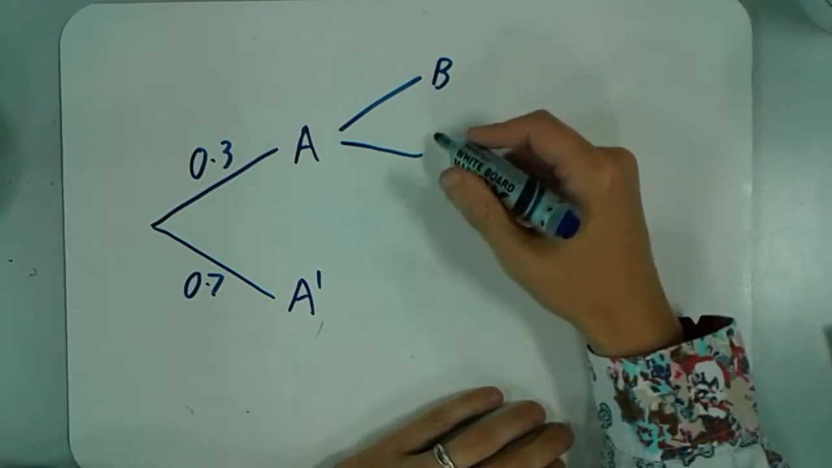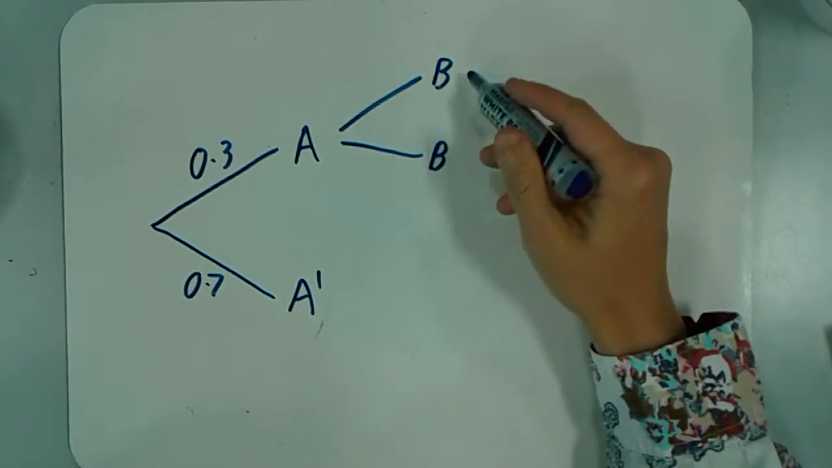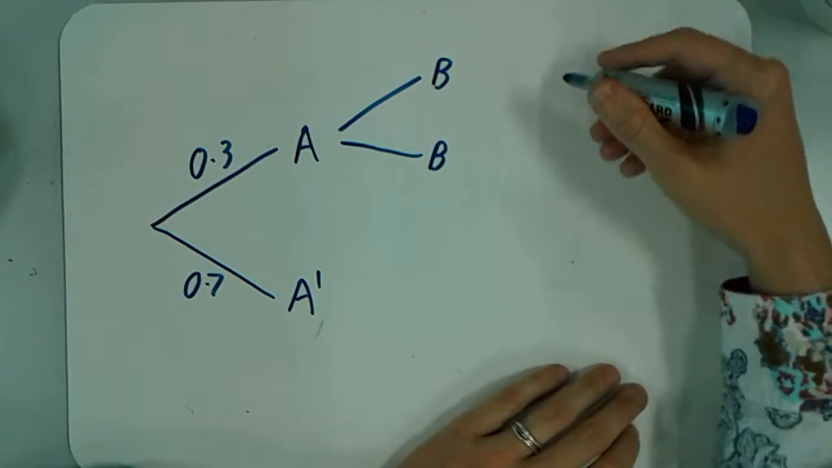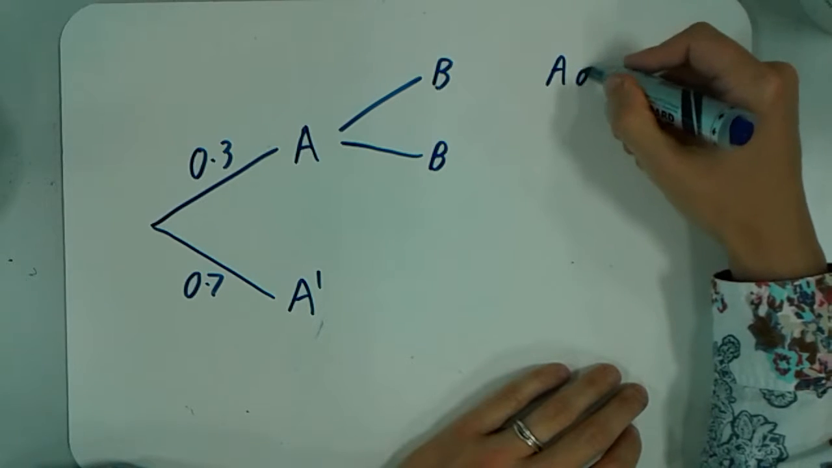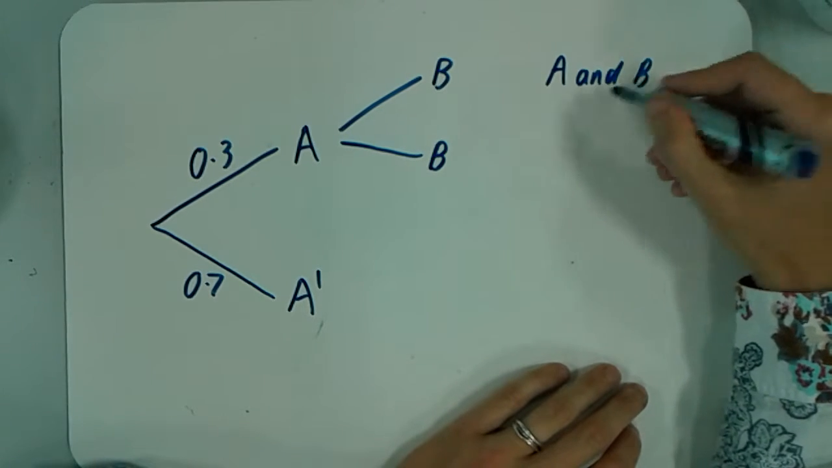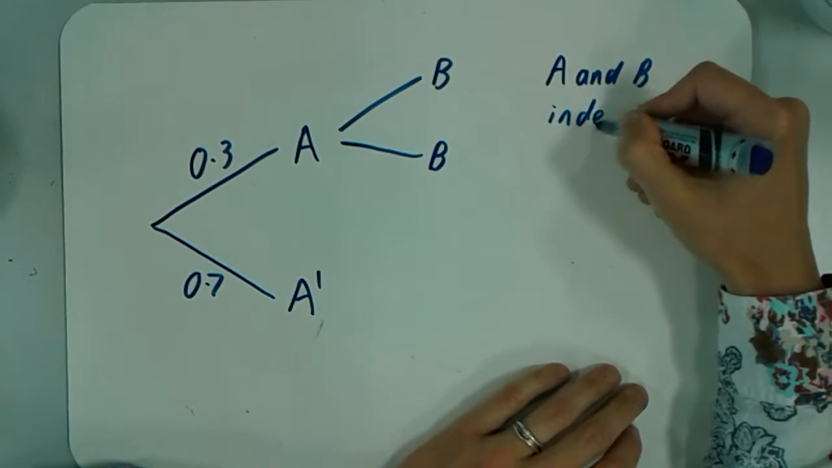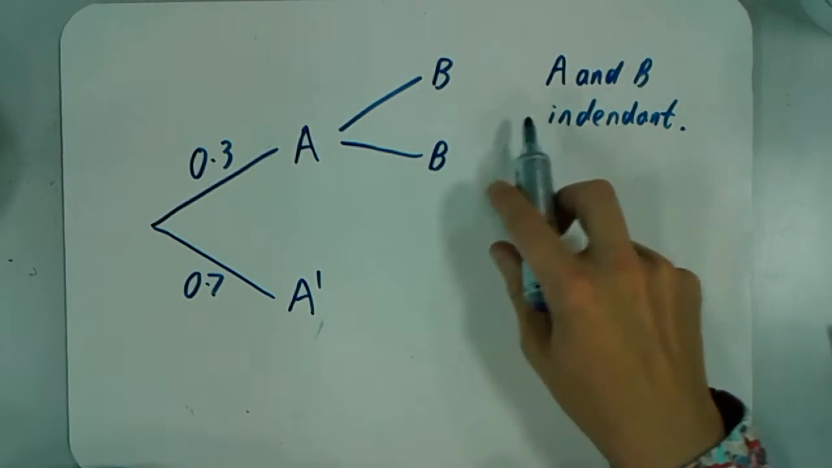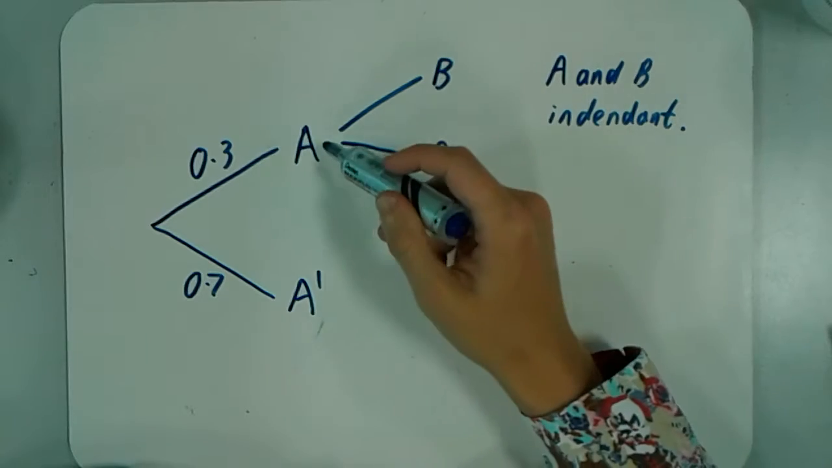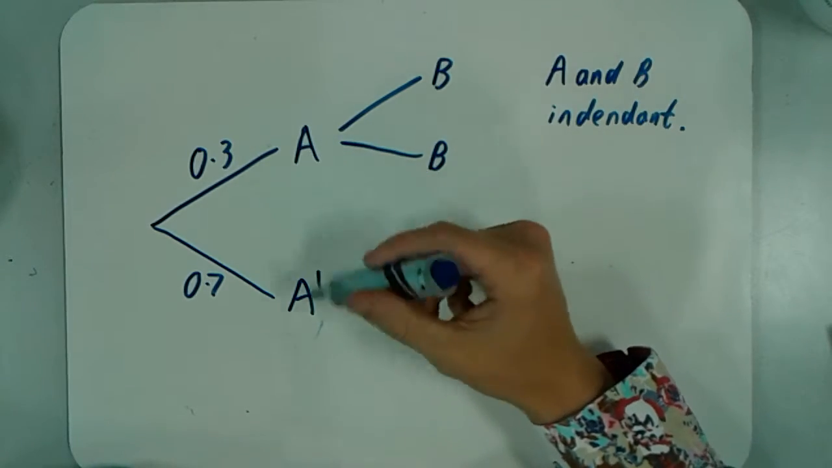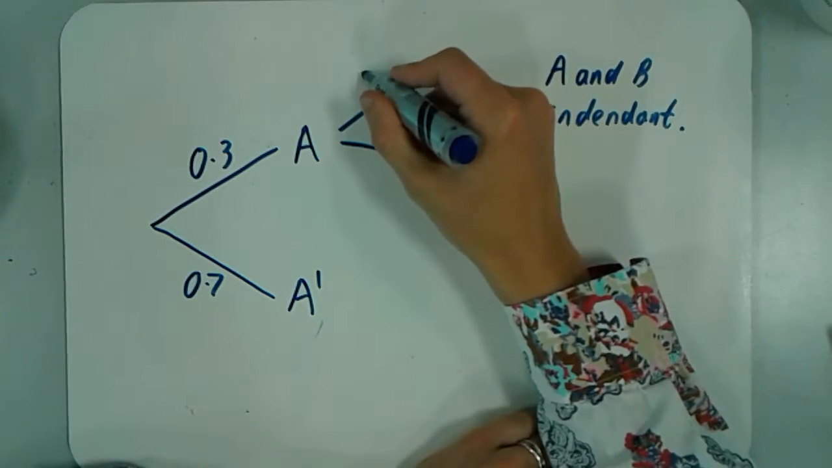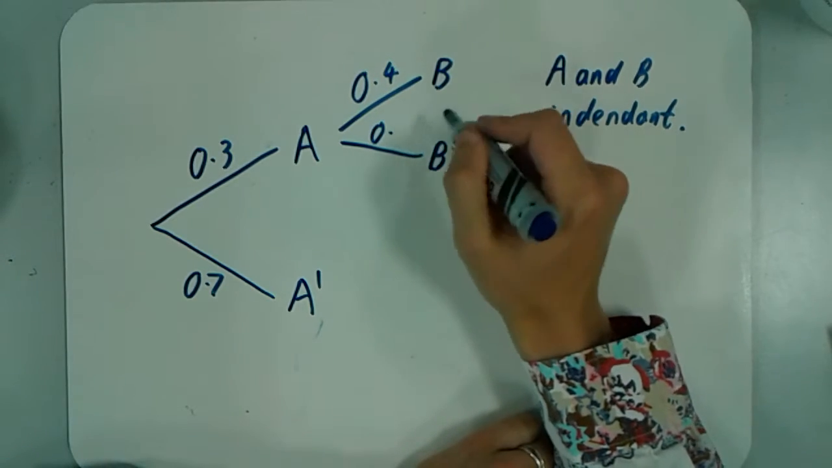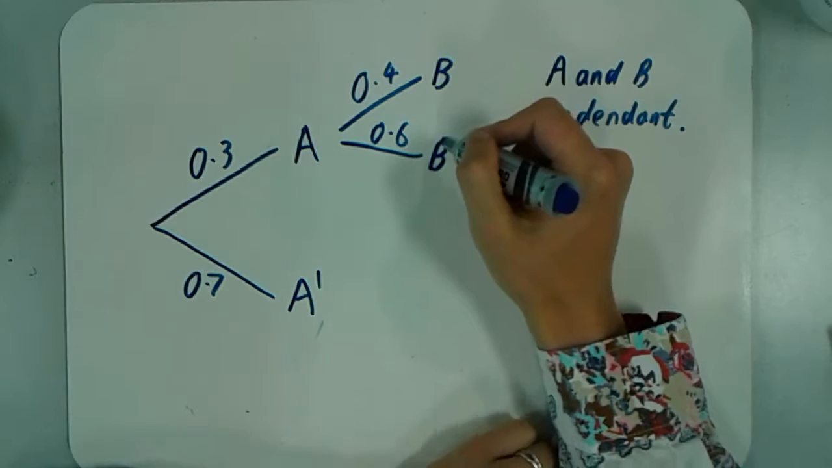Now, an event is independent if previous events have not affected it. So in this case, we would say that A and B are independent. What that means is the probability of B is not affected by event A happening or not happening. So for example here, the event B may have a 0.4 chance, therefore not B has a 0.6 chance.